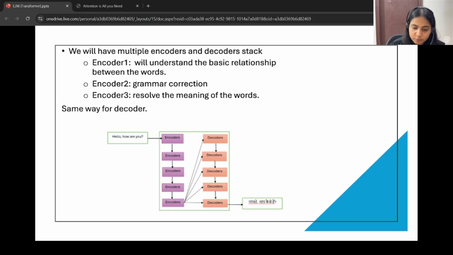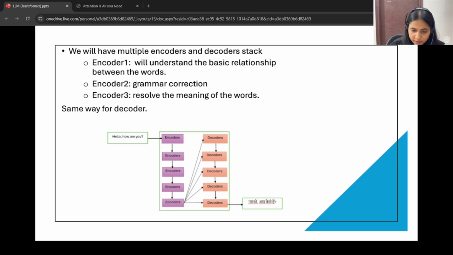And the fourth one, maybe it will go and search what other related context could be here. So like this, one by one it will go and perform other operations. These encoders will not perform the same operations. So if we have one encoder going to another encoder, there will be some weights, or there will be different parameters.